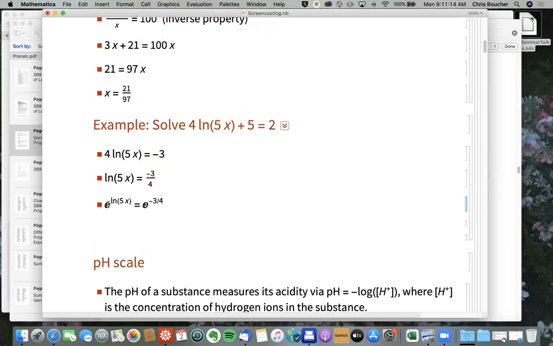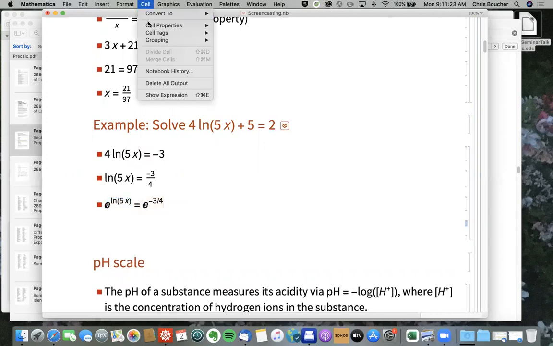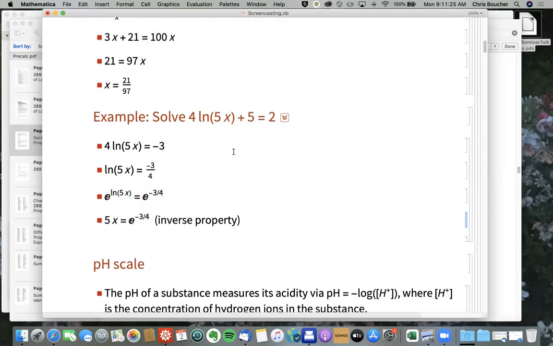And that's what that looks like. And now on the left, e to the natural log of something is just the something, right? Those functions are inverses. So I just get a 5x on the left-hand side. And then I can divide both sides by 5.